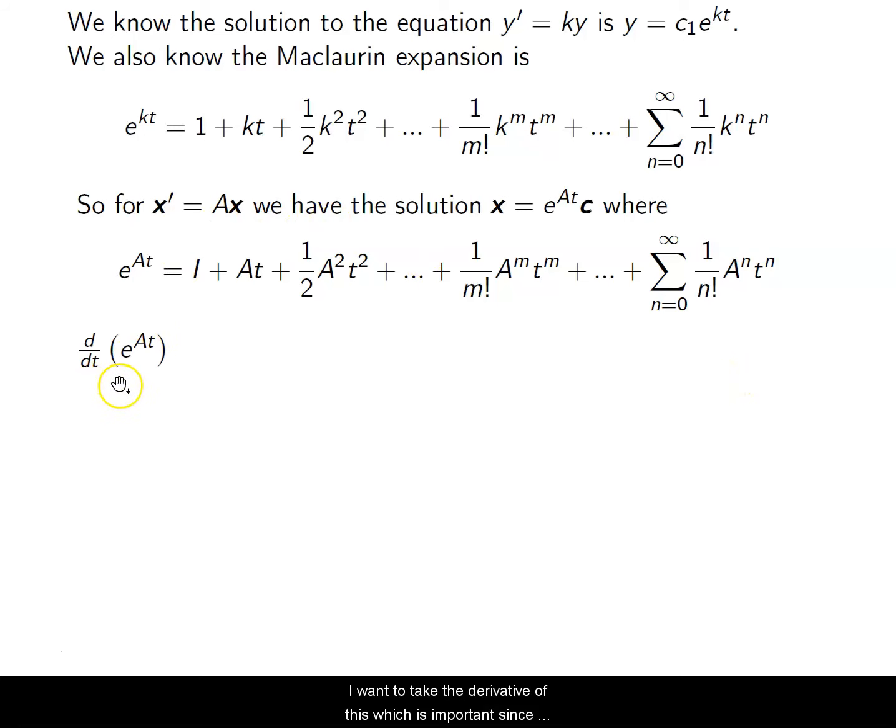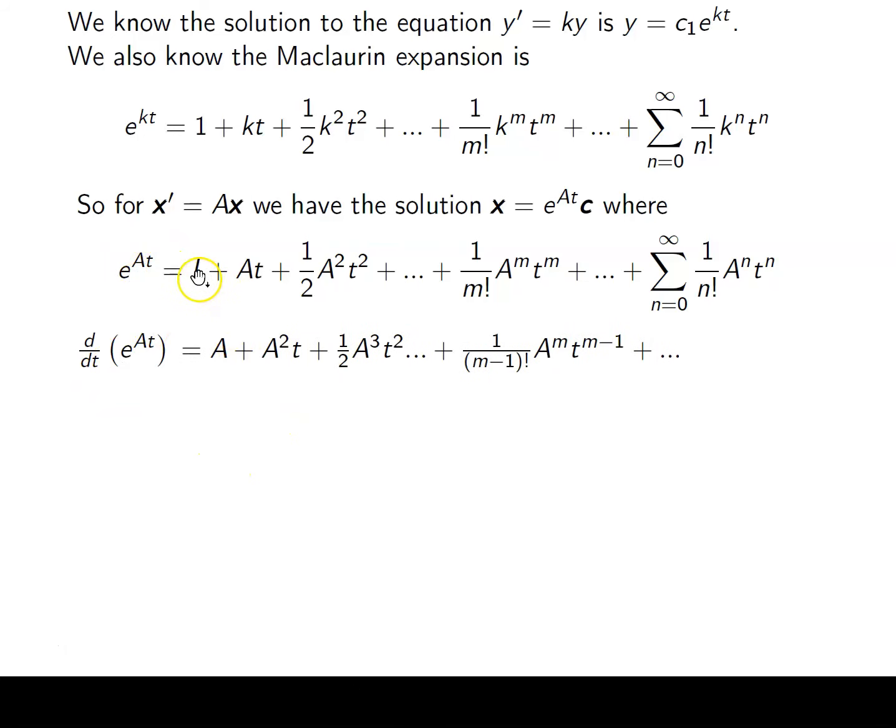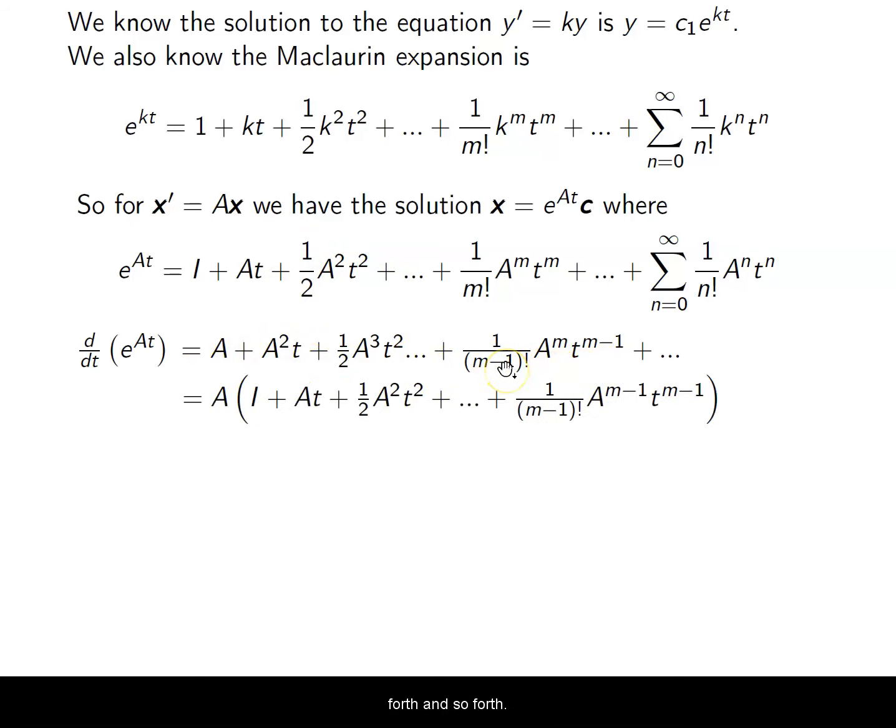If I want to take the derivative of this, which is important since my solution vector is x, and x prime would be the derivative of this, I would like to know what the derivative of this thing is, right? So the identity matrix goes away. Here, the t goes to 1. I'm left with just A. Here, the t squared turns to 2t, and the 1/2 makes the 1/2 go away. So I have A squared t and so forth, okay, until I have this form.